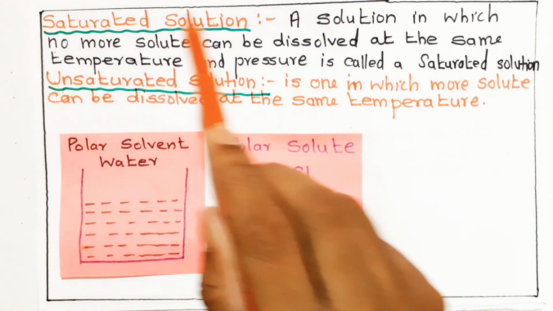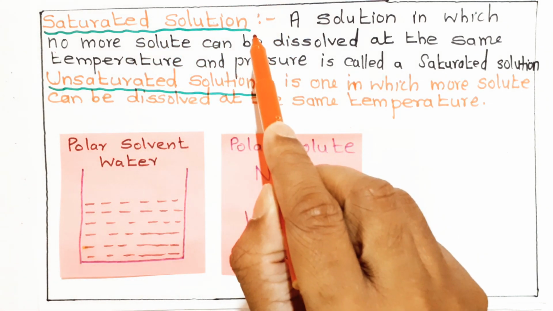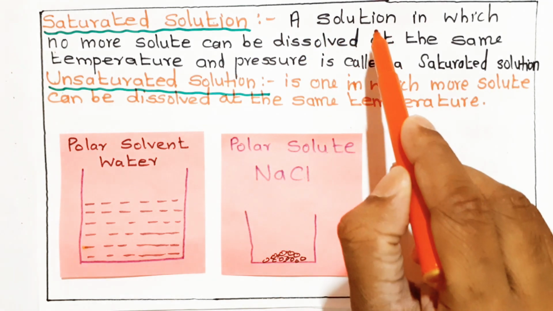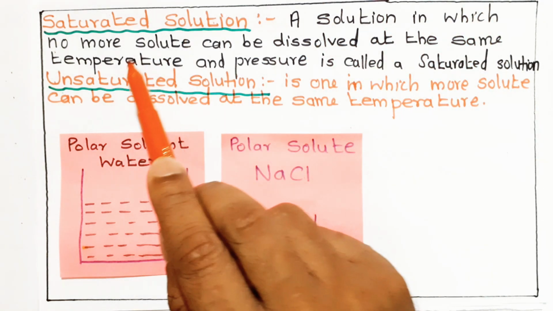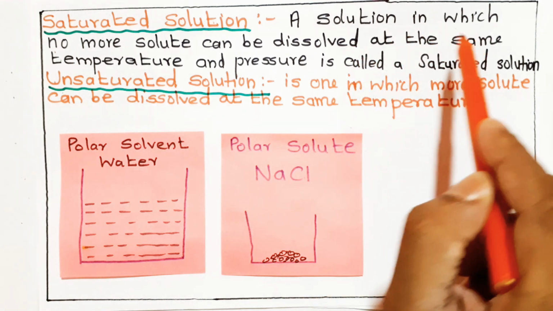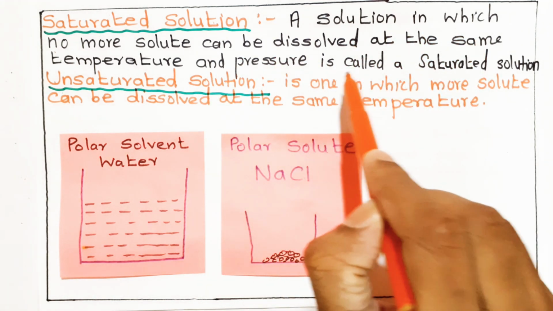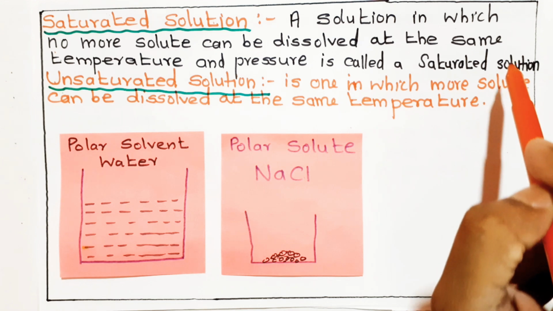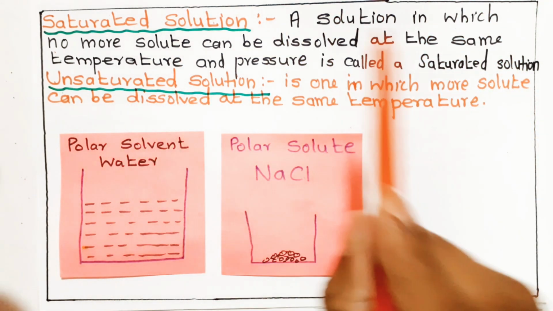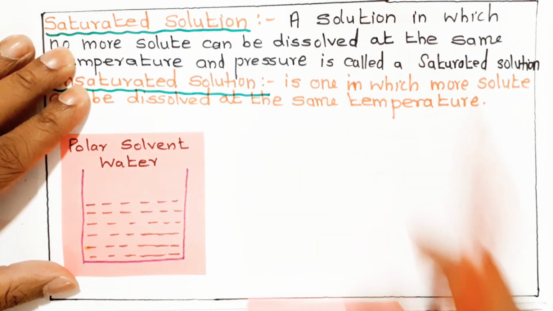Now we will see the definition of saturated solution. A saturated solution is a solution in which no more solute can be dissolved at the same temperature and pressure. Next one is unsaturated solution.